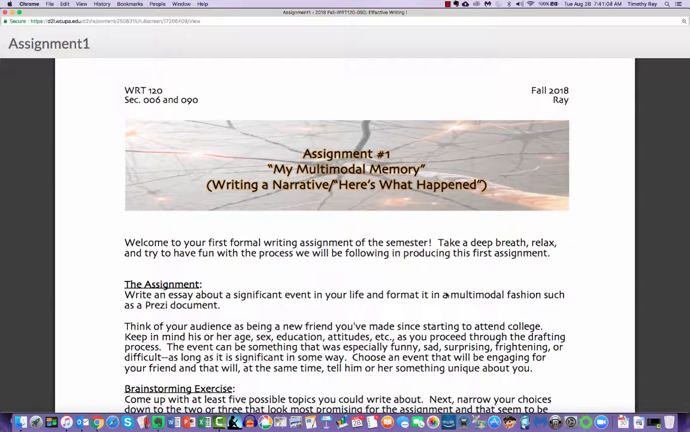The multimodal part of this assignment is that we also are going to work primarily on the written text up until about the midpoint, the rough draft stage of this assignment. And then after that, we're going to work on making this a multimodal document.